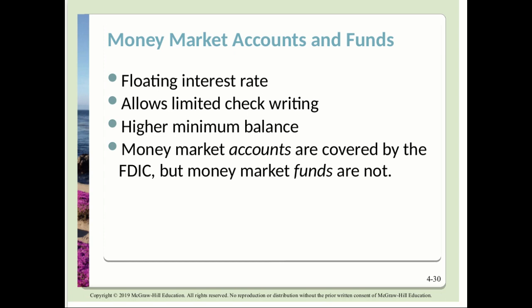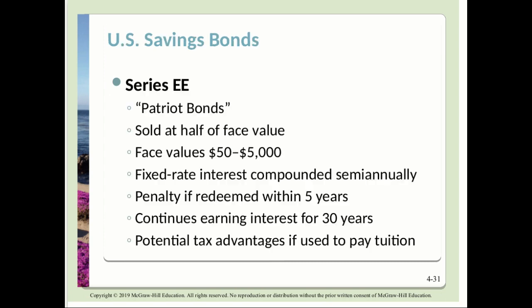The thing is, if you have a money market fund, it is not covered or protected by the FDIC, the Federal Deposit Insurance Corporation. The safest things that you can buy are savings bonds. Savings bonds are basically where you buy a bond at half the face value, and it will mature after a certain number of years. These are very safe. Basically what you're doing is you're loaning the federal government money.